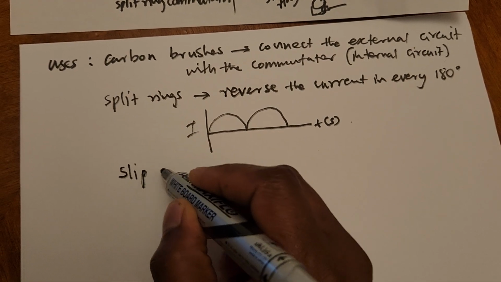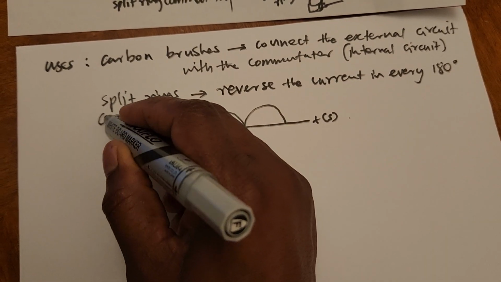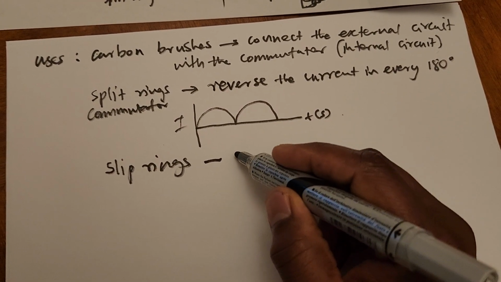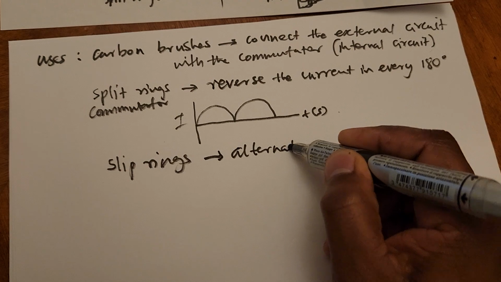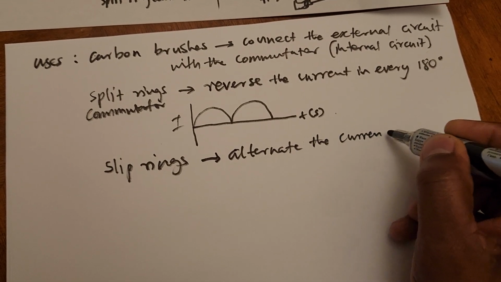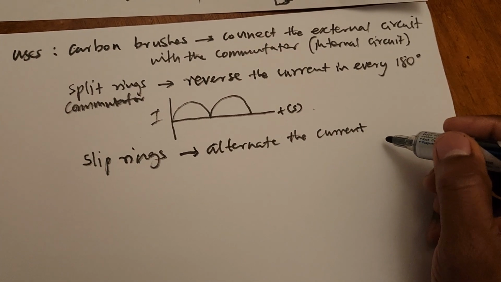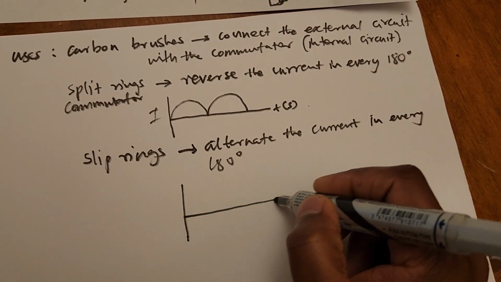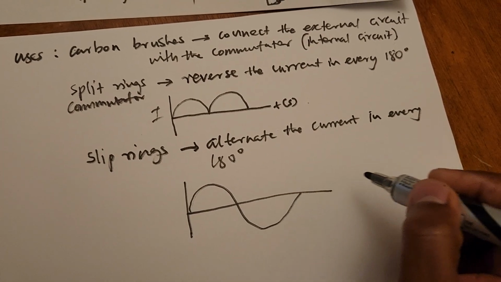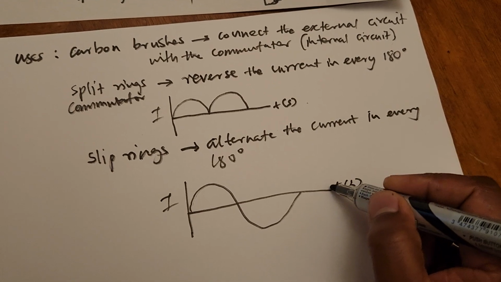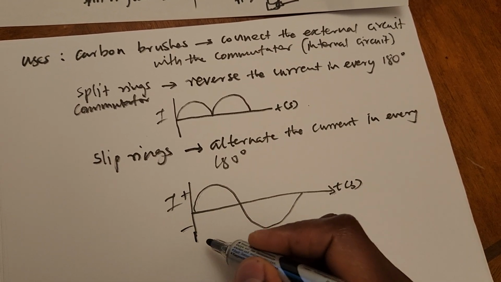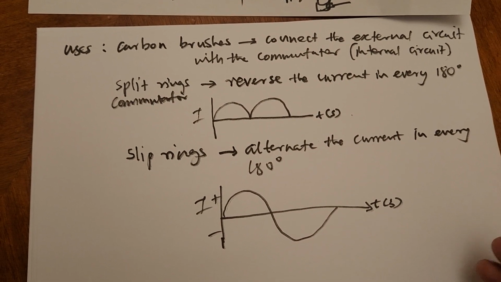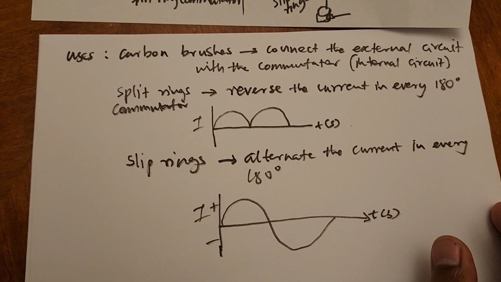Whereas the slip rings, remember this one is a commutator. You can write the word commutator, it will be okay. And the slip rings, this one alternates the current, and that it changes the polarity of the current in every 180 degrees. What happens in this one will be having this type. So the current in every 180 degrees will have to change polarity from positive to negative. That's why we say this is the AC, which means that now it changes direction continuously, constantly in this case.